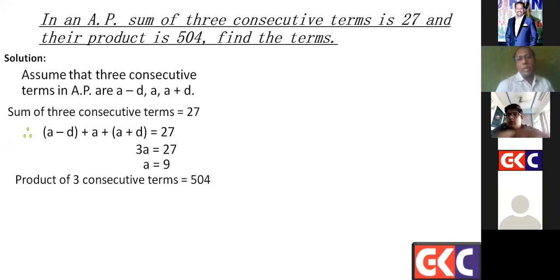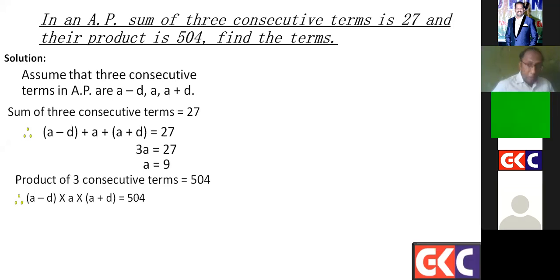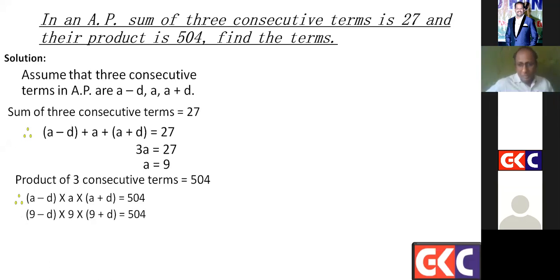Now the next thing, प्रोडक्ट दिया है, product of three consecutive terms is 504. याद रखना प्रोडक्ट मतलब multiplication. So what will I have? First term A minus D into A into A plus D is 504. Now here what do I know? I know the value of A. Let us substitute that. So in place of A I wrote 9. So you can see it is 9 minus D into 9 into 9 plus D, and that is equal to 504. Is that thing clear, guys?